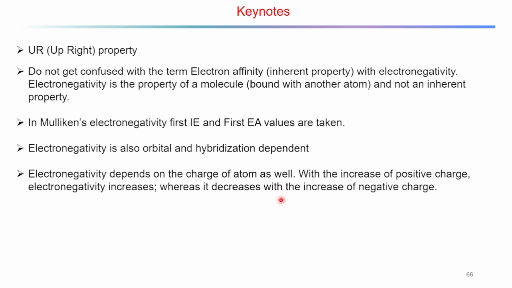Whereas when we decrease the positive charge or increase the negative charge, the atom is getting bigger in size. So as the atom is getting bigger and bigger, the distance of bonding electrons from the nucleus is increasing. So that's why the electronegativity value is also decreasing.